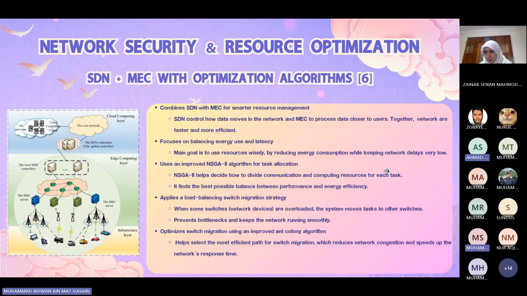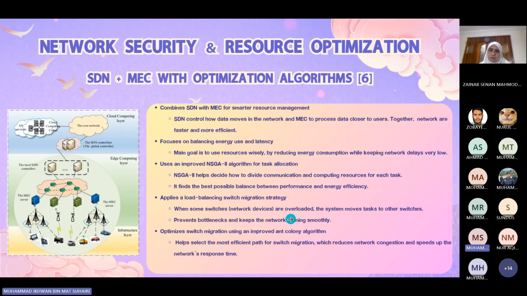So, the first example of a proposed framework is SDN plus MEC with an optimization algorithm. It combines SDN with MEC for smarter resource management. SDN controls how data moves in the network and MEC processes data closer to users. Together, the network will be faster and more efficient. It focuses on balancing energy use and latency. The main goal is to use resources wisely by reducing energy consumption while keeping work delays very low. It uses an improved NSGA-II algorithm for task allocation, which helps decide how to divide the communication and computing resources for each task. Therefore, it finds the best possible balance between performance and energy efficiency.